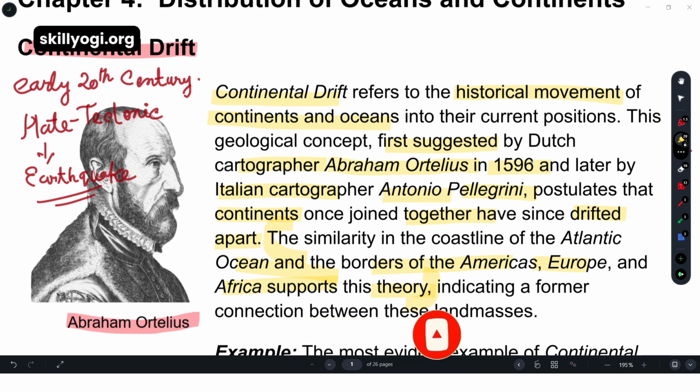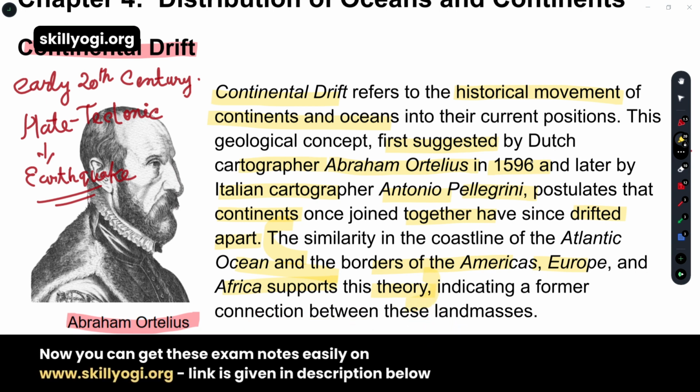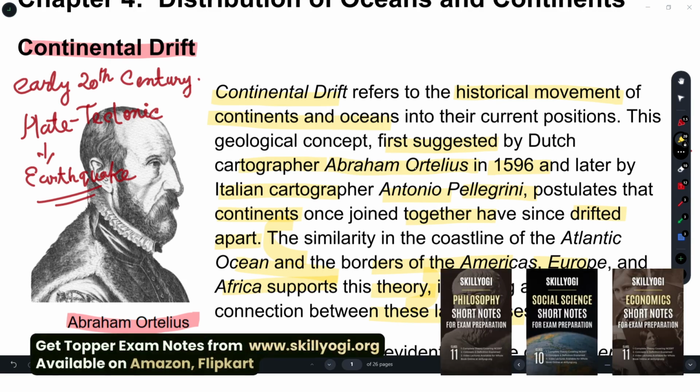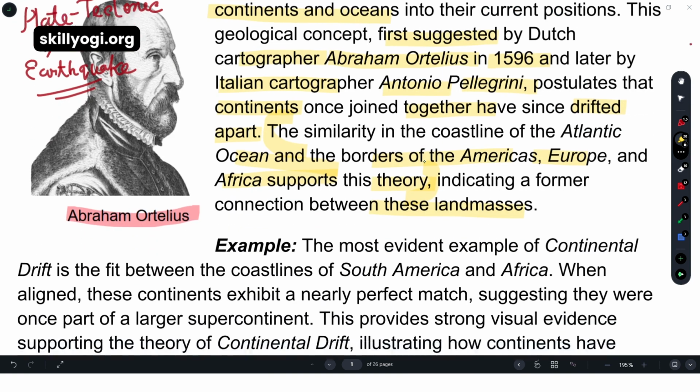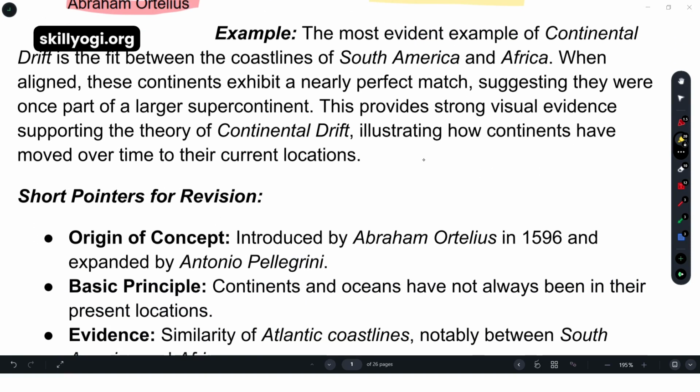The similarity in the coastline of the Atlantic Ocean and the borders of the Americas, Europe and Africa supports this theory. That means there was a similarity between 3 continents, which indicates a former connection between these land masses. That is continental drift. Drift means they were connected together and now they have moved apart from each other. Okay, come to the example.